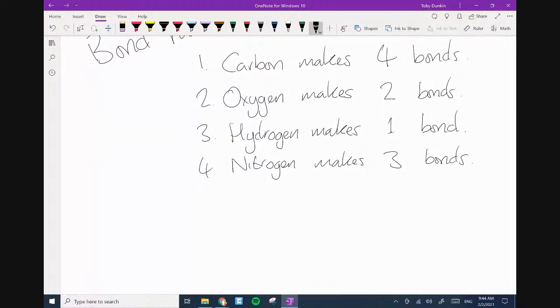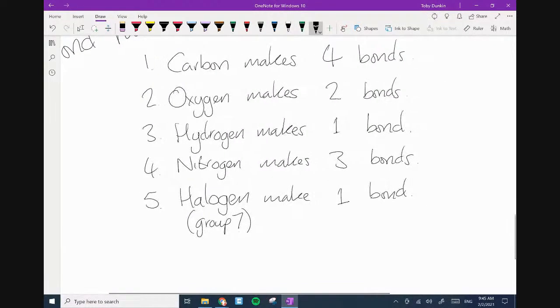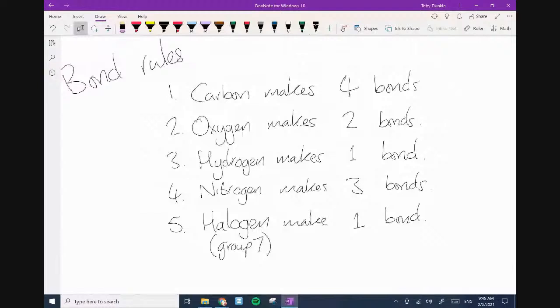And number 5, all group 7, the halogens, you know the name. Halogens, brackets, group 7, make 1 bond. Now, at this point, everyone's like, oh my God, there's so many bond rules. And I'm like, no, not really, guys, because you can predict all of this with the periodic table. So I'll show you why.